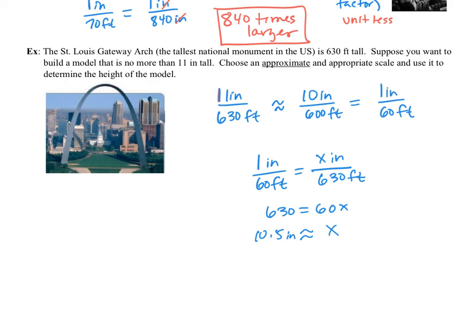Okay, so if we use a scale of approximately 1 inch to 60 feet, and we want our model to be proportional to the original, we'll take 1 inch to 60 feet and compare that to x inches to 630 feet, cross multiply and solve, and our model would be about 10.5 inches.